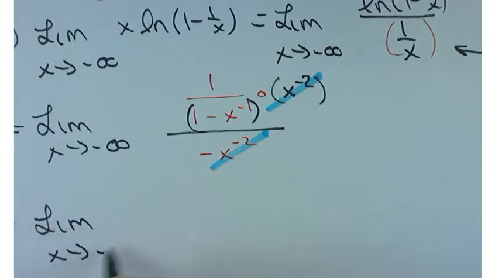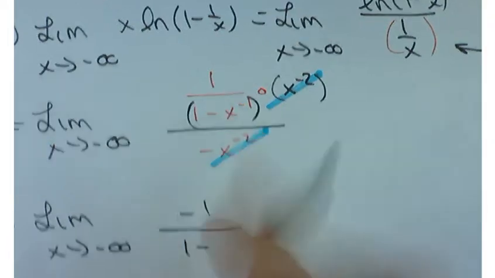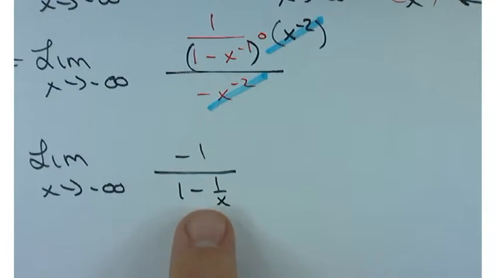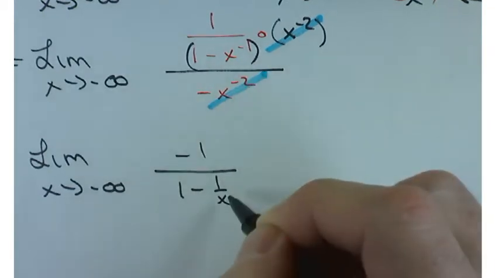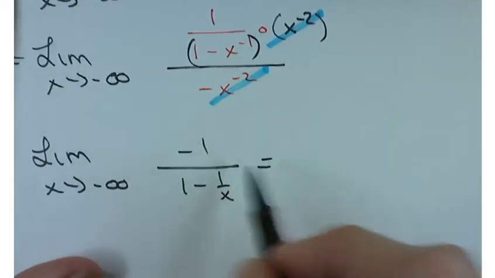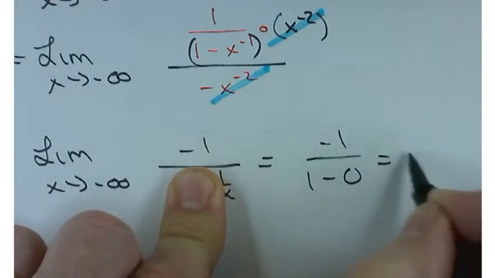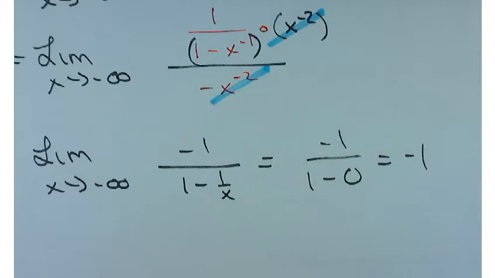Limit as x approaches negative infinity, negative 1 over 1 minus x to the negative first. Can I write that x to the negative first as 1 over x? I think it might be easier to look at that and determine this limit now. So I just went back to thinking this is 1 over x. This limit, negative 1 over 1 minus 0, is negative 1. These terms are fixed. This one goes to 0 as x goes to negative infinity. So it matches our graph.